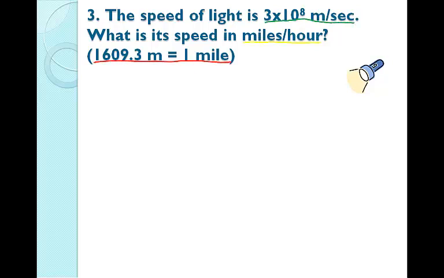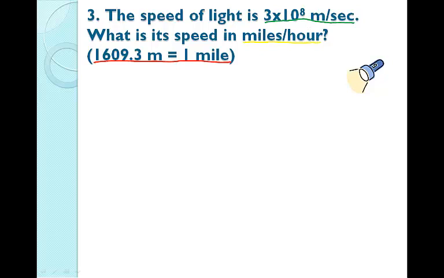Still, go ahead and identify what you're given, what your goal is, and then your conversion factors, and then come up with a plan. Here's the plan that we're going to follow. Notice that we've got really complicated units here. We've got meters per second going to miles per hour. What that means is for every 1 second, it will travel 3 times 10 to the 8th meters. And for every 1 hour, how many miles will it go?